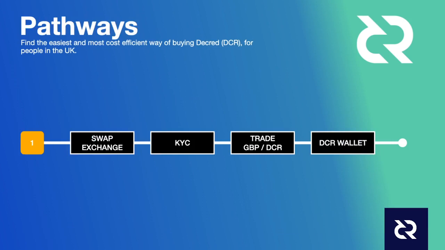So the pathway for this process: firstly, you will need to find a swap exchange, which I'll show you a couple of in a second. Then you'll need to enter your KYC information. Then you'll need to do the trade, going from GBP, which is Pound Sterling, into Decred, DCR. And finally, you will need to put it into a wallet.